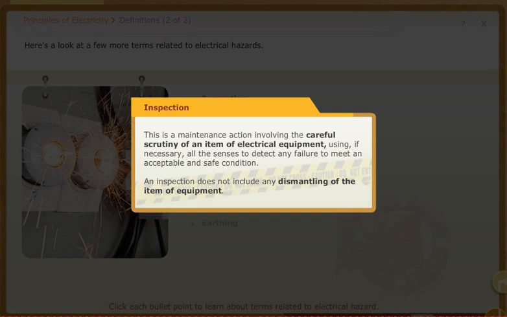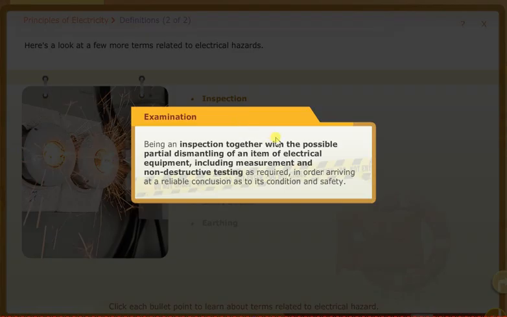Inspection. This is a maintenance action involving the careful scrutiny of an item of electrical equipment, using, if necessary, all the senses to detect any failure to meet an acceptable and safe condition. An inspection does not include any dismantling of the item of equipment. Examination. Being an inspection together with the possible partial dismantling of an item of electrical equipment, including measurement and non-destructive testing as required in order to arrive at a reliable conclusion as to its condition and safety.